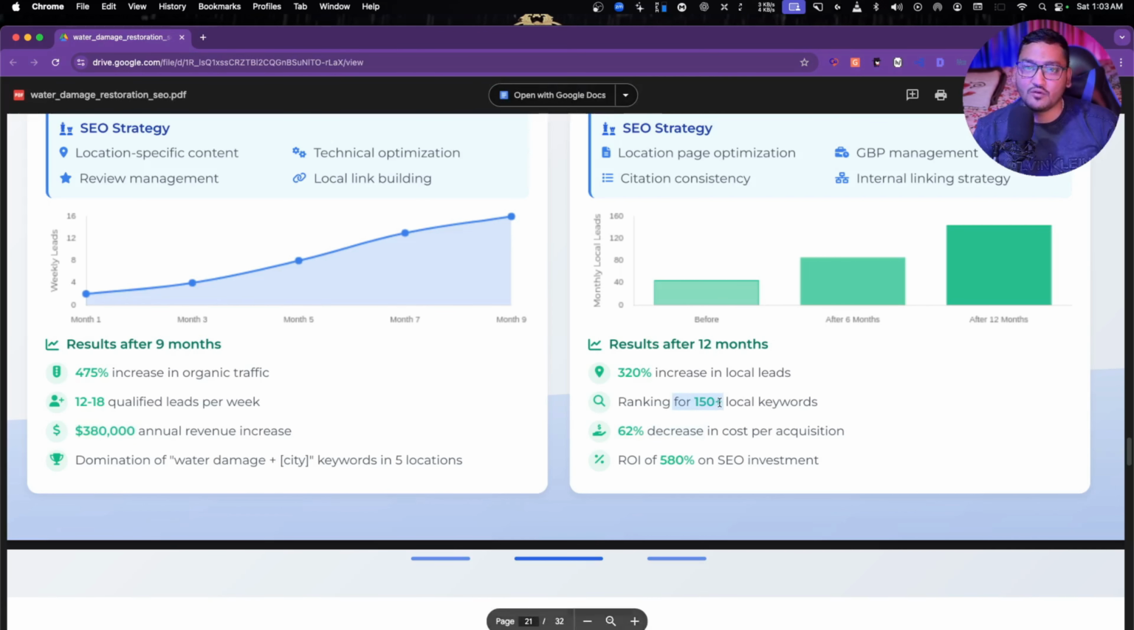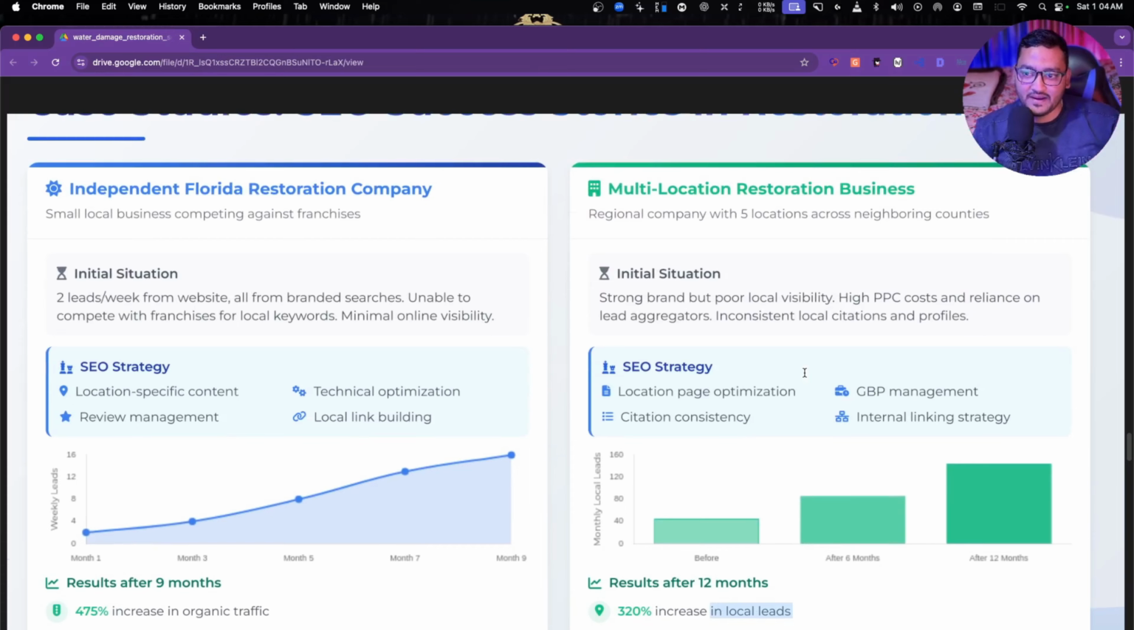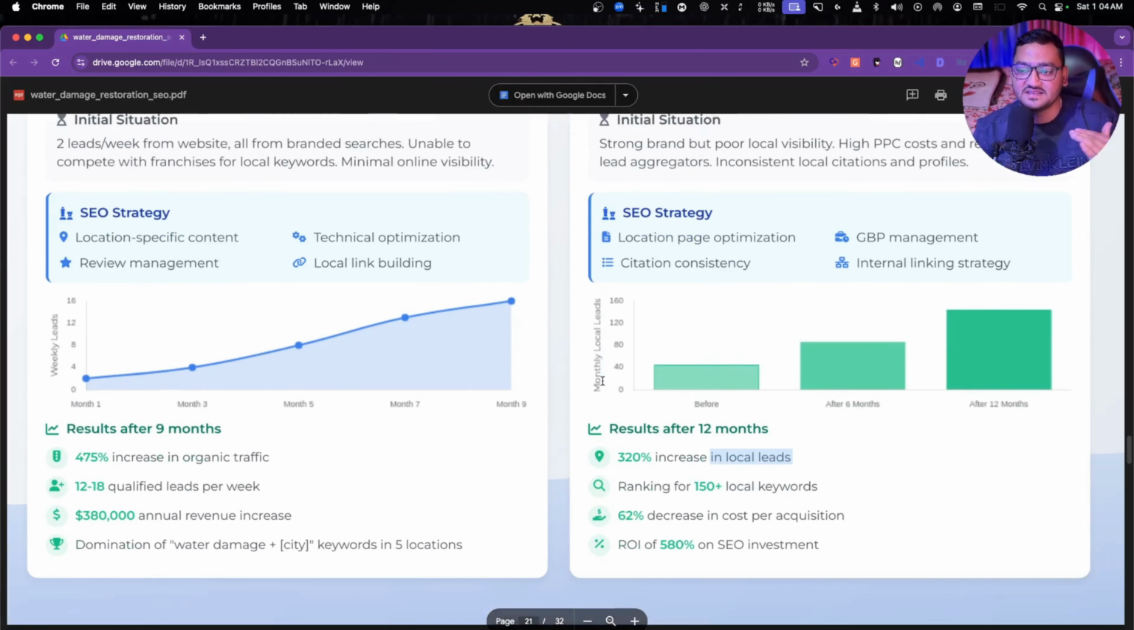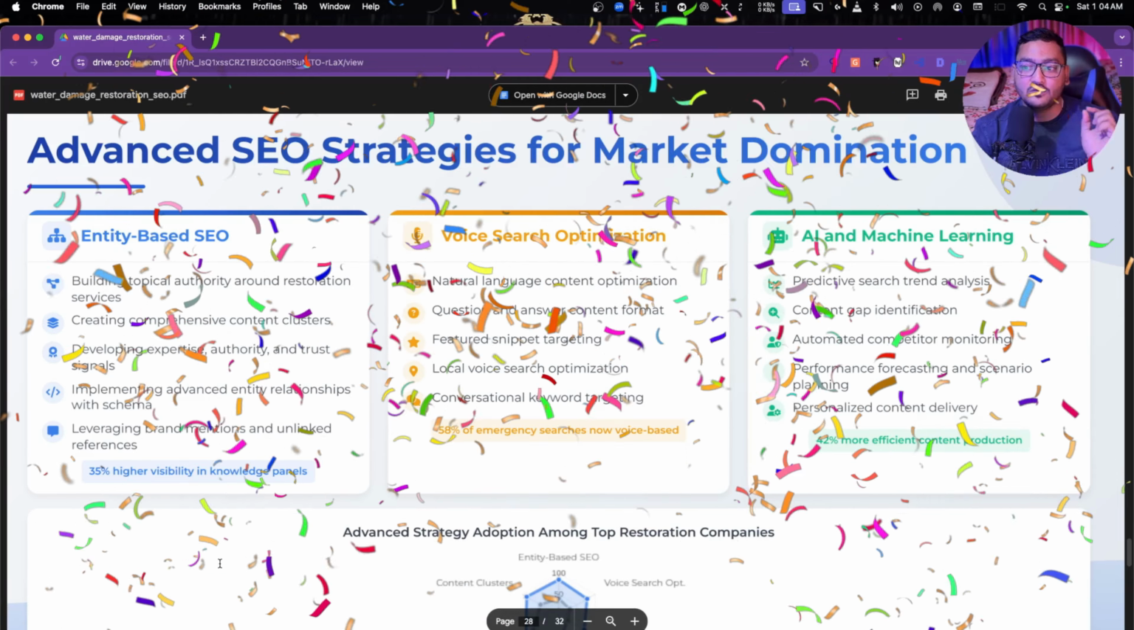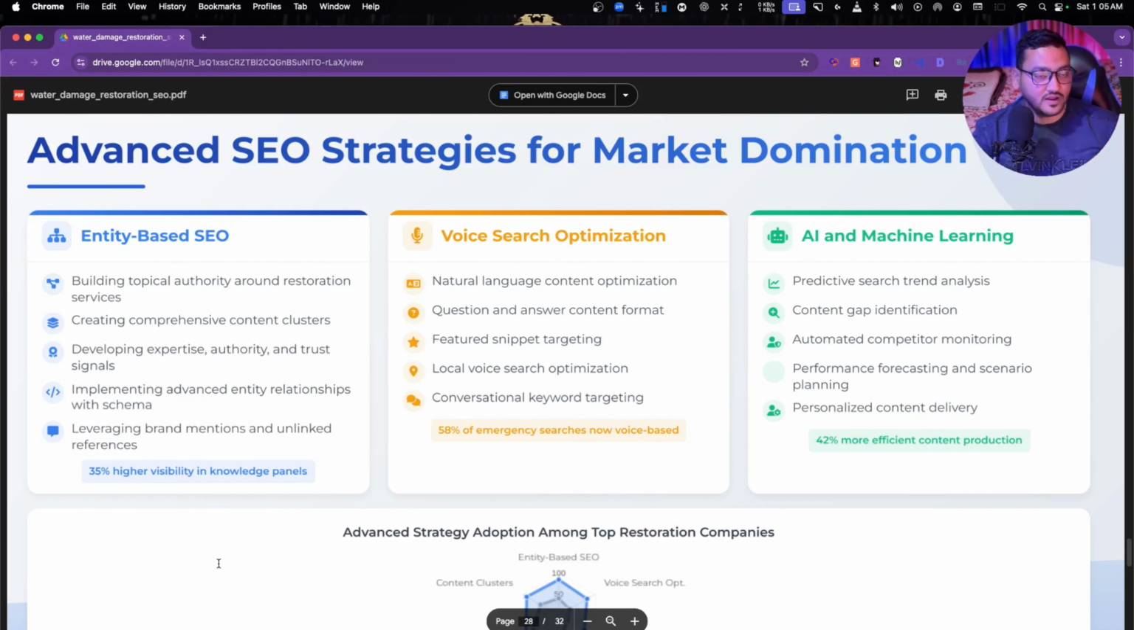We helped them rank for more than 150 keywords, with a 62% decrease in the cost per lead acquisition, and a 320% increase in local leads. So these are the 2 different situations, one for an independent owner and one for a multi-location restoration, and you can see the results here also. And as a bonus, I'm giving you the exact advanced SEO strategies you can utilize. You can also get the same kind of result we are getting for our clients.